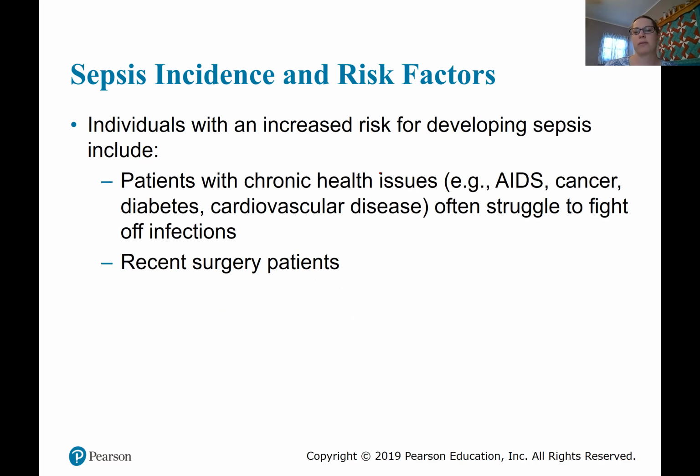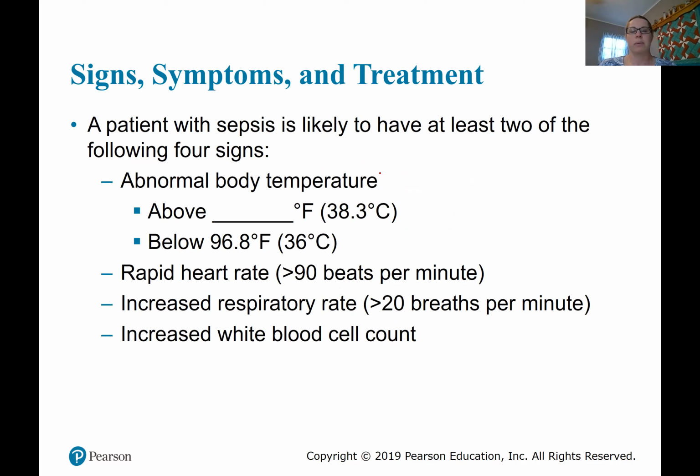Individuals with an increased risk for developing sepsis might be someone with a chronic health issue like cancer, diabetes, AIDS, or people that have had surgery recently. So typically, if a person has sepsis, they'll have at least 2 or more of these signs. And one of them is either a fever above 101 or a low fever, hypothermic, at below 97 degrees. A rapid heart rate, rapid respiration rate, and increased white blood cell count if they did a blood draw.